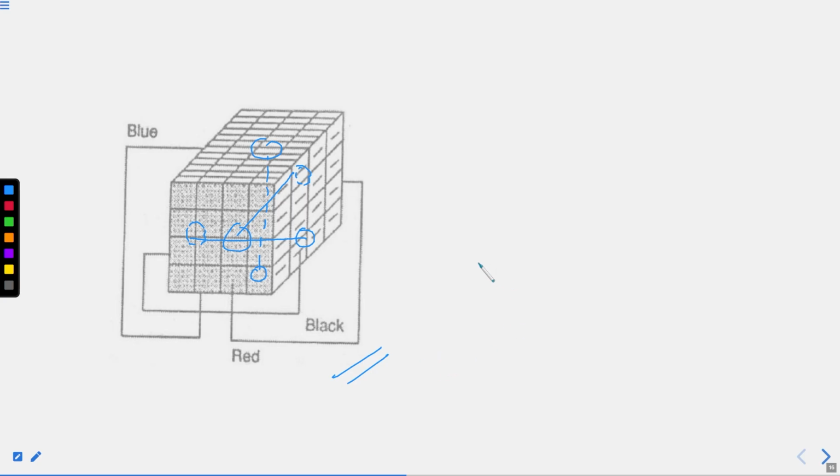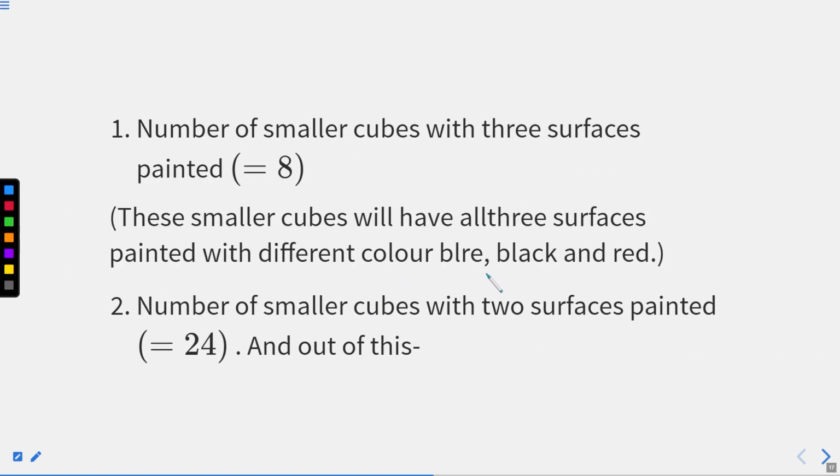Now we know n is equal to 4 for our question. So the first statement is the number of smaller cubes with 3 surfaces painted. We know this very well: 8 vertices means 8 cubes will be there in which 3 surfaces are painted.